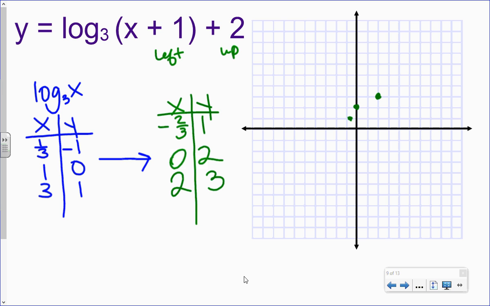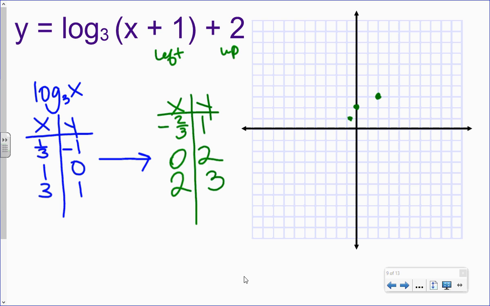(2, 3). Can you explain the negative 2/3? Yeah. So we're at 1/3 and we have to move left 1. So if we subtract 1, we're at negative 2/3. So we're basically subtracting 1 from all of our x's if we're moving to the left.